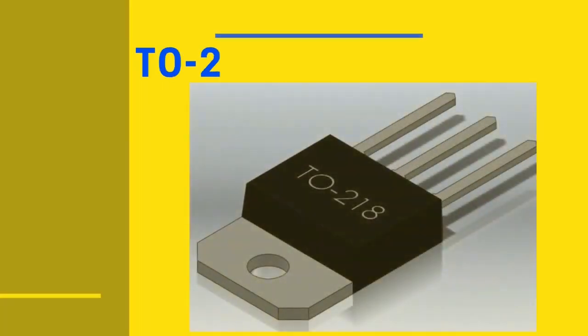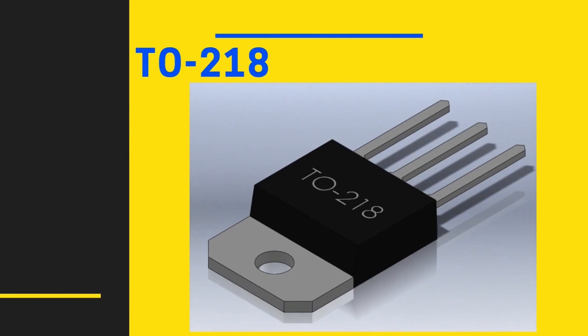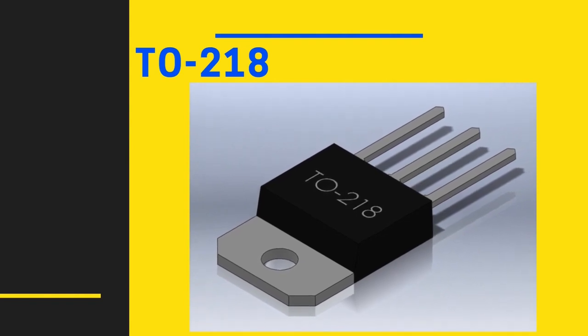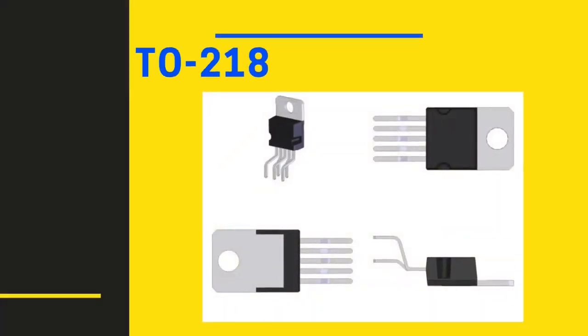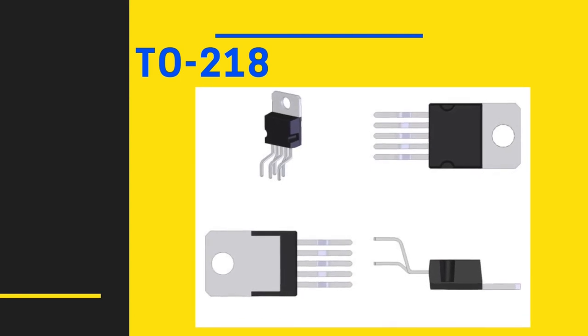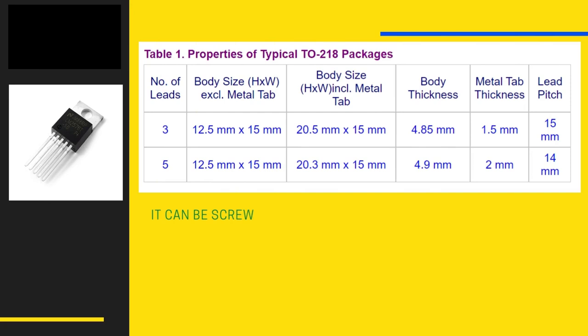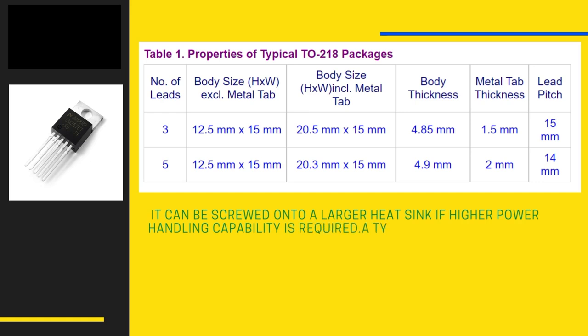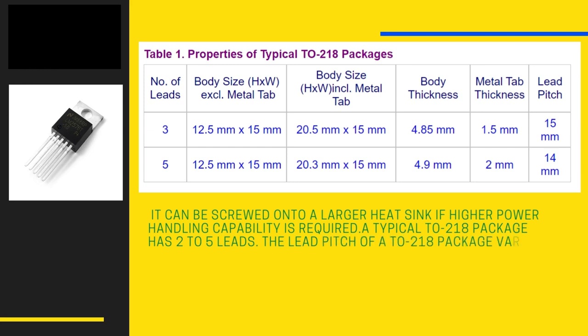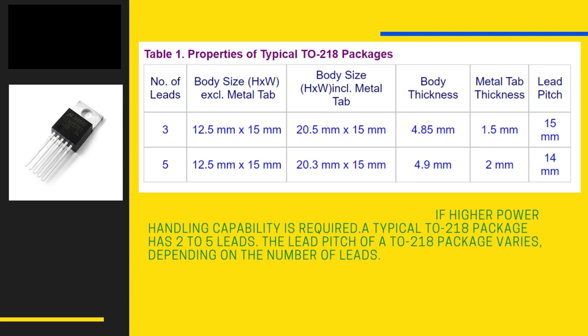The TO218 is a plastic molded package that features a flat metal tab at its back to enable it to dissipate relatively large amounts of heat. The TO218 is commonly used for housing power transistors. It can be screwed onto a larger heatsink if higher power handling capability is required. A typical TO218 package has 2 to 5 leads. The lead pitch of a TO218 package varies, depending on the number of leads.